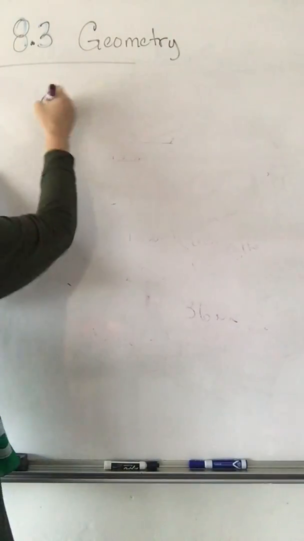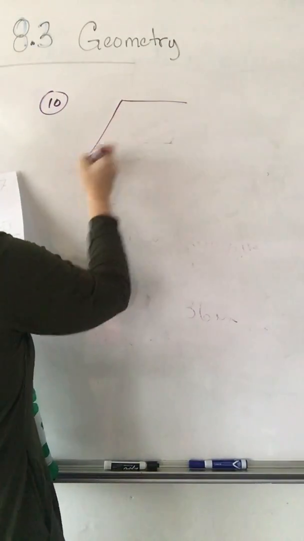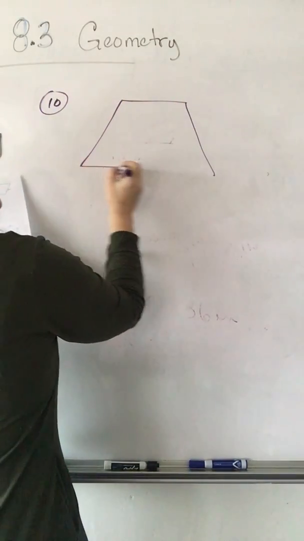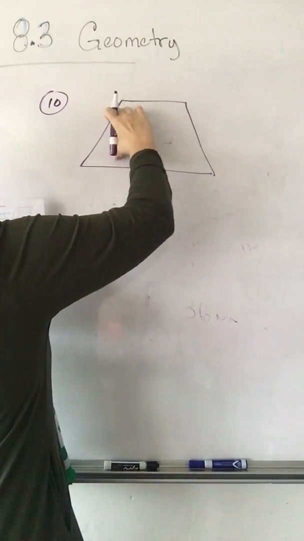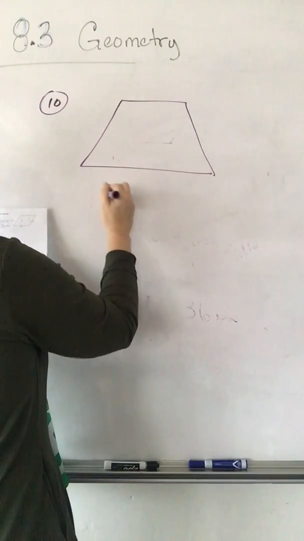Number 10, here's the figure. This is actually called a trapezoid, where you have a little base and then a big base. But one set of bases, the set of bases is parallel to each other. Again, that's called a trapezoid.